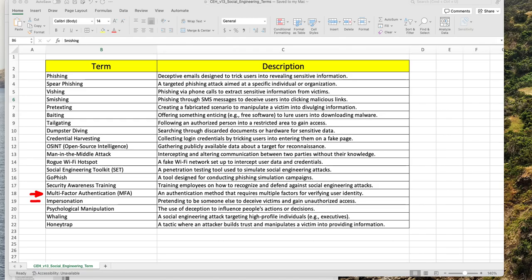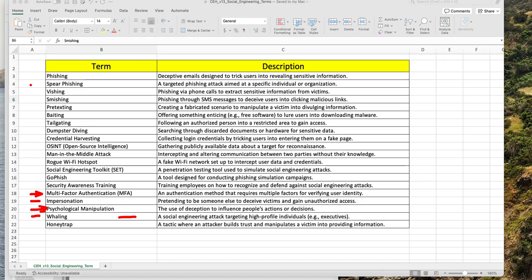Impersonation, you know what that is. You have to know that psychological manipulation, gosh, that happens everywhere, not only in phishing attacks. You have to know what whaling is. This is an interesting concept, a social engineering attack targeting high-profile individuals, such as executives.